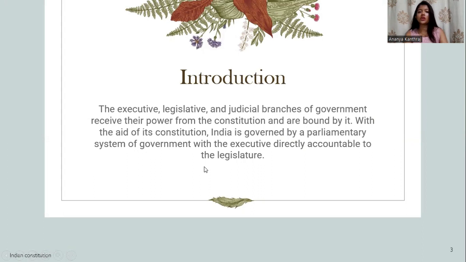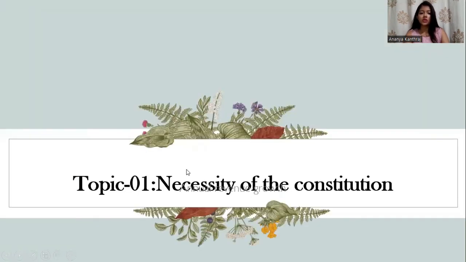So let us look into what the Indian Constitution is. The executive, legislative, and judicial branches of a government receive their power from the Constitution and are bound by it. With the aid of its constitution, India is governed by a parliamentary system of government, with the executive directly accountable to the legislature.